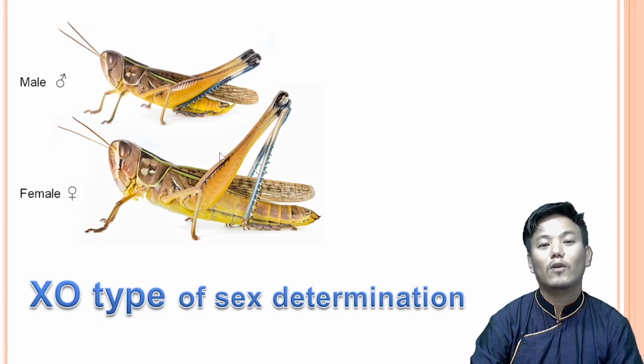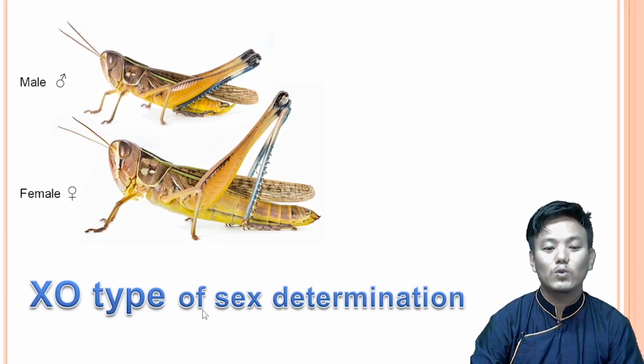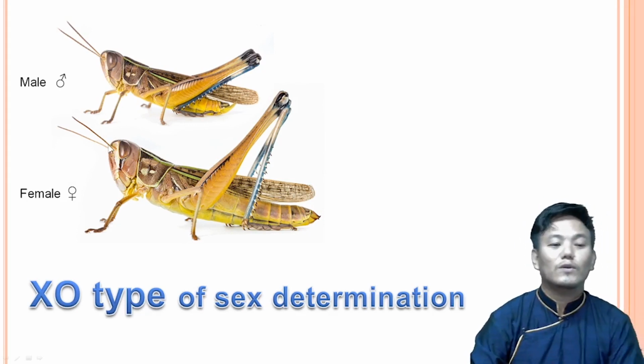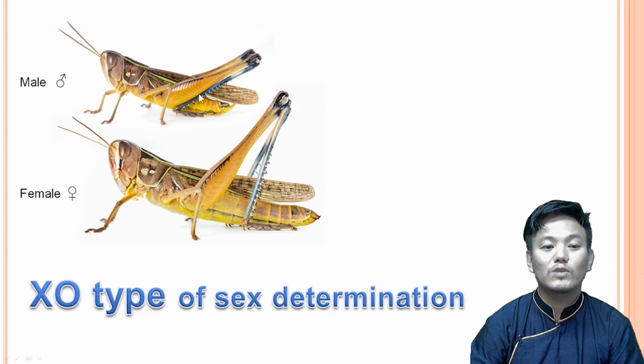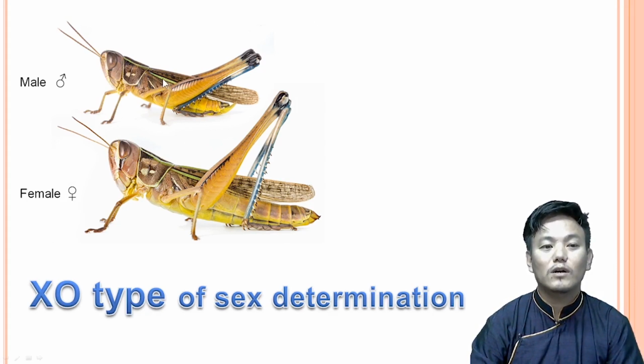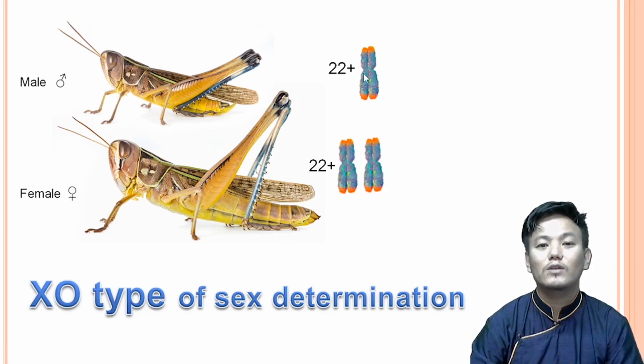XO type of sex determination mechanism is found in most of the insects. So we will take the example of grasshoppers. You should remember this example as well. XO type of sex determination is found in grasshoppers and in most other insects. I have given two individuals over here, one male and one female. Males are much smaller than the females. In the male grasshopper, there are 23 chromosomes. In female grasshoppers, there are 24 chromosomes.